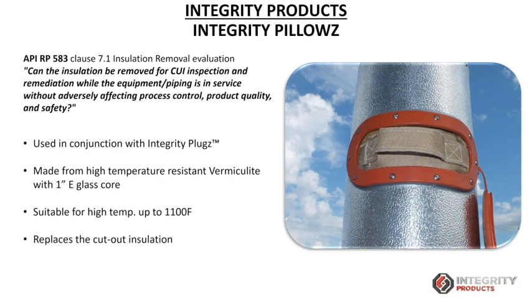So we have designed these integrity pillows that are used in conjunction with the integrity plugs. They sit in between the cutout insulation and underneath the integrity plug. They are made from a high temperature resistant fabric we call vermiculite, with a 1-inch E-glass core, and it can sustain temperatures up to 1100 degrees Fahrenheit. And that is a benefit.